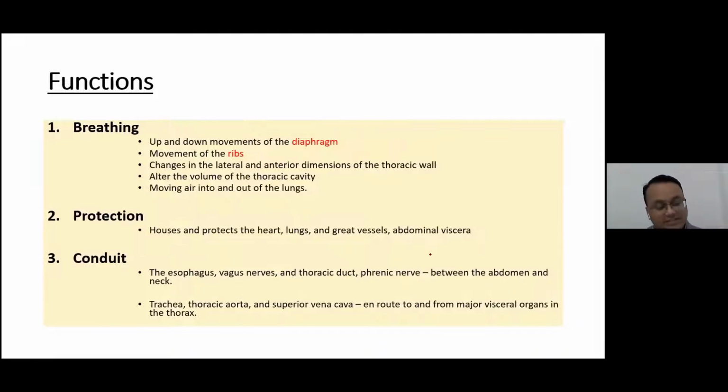And the third function of the thorax is that it serves as a conduit in which several structures pass through. You know, from the neck, they went all the way down to the abdomen by passing through the thorax, okay, from the neck to the abdomen through the thorax. Examples can be the esophagus, the vagus nerve, thoracic duct, the phrenic nerve, and so on and so forth. And there are certain structures that originate from the neck to the thorax or from the thorax to the abdomen and vice versa, right? For example, you have the trachea, the thoracic aorta, and the superior vena cava.